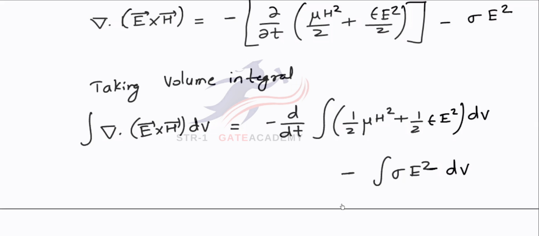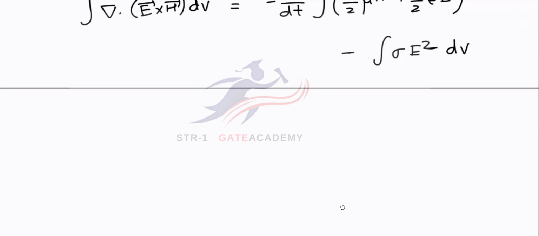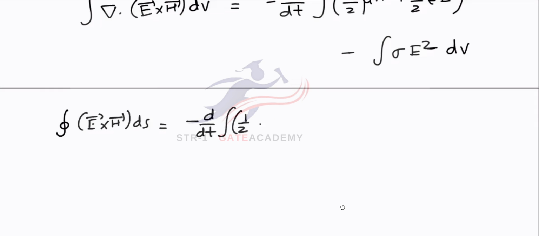Now this equation can be written again as, this is del dot A dv, so I can write this as the closed surface integral of E vector cross H vector dot ds is equal to minus d by dt of the integral of 1 by 2 mu H square plus 1 by 2 epsilon E square dv, minus the integral of sigma E square dv.